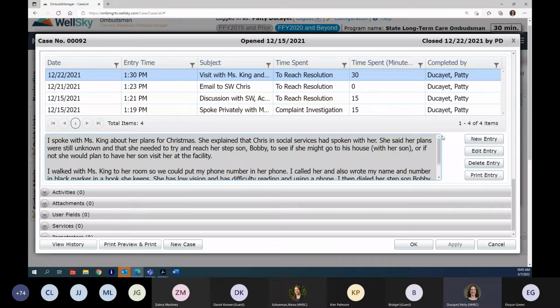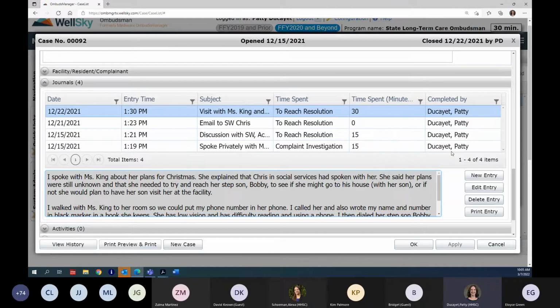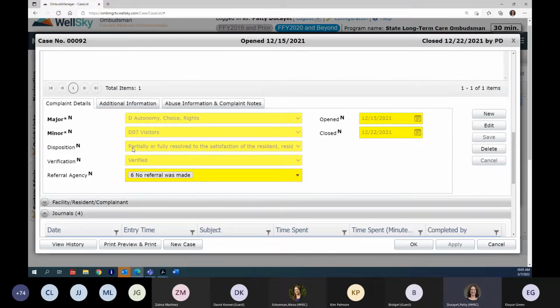So ultimately what happens in this situation is we agree to go down to her room, and she gets my help to call her stepson, and they actually connect, and so I leave the room so that she can proceed with making her plans. We confirm the facility's interference or disruption of her right to visitors has now been addressed. So with the justification of these four journal entries, there is reason for why this is marked as partially or fully resolved, because the barrier from the facility has been removed by my efforts.